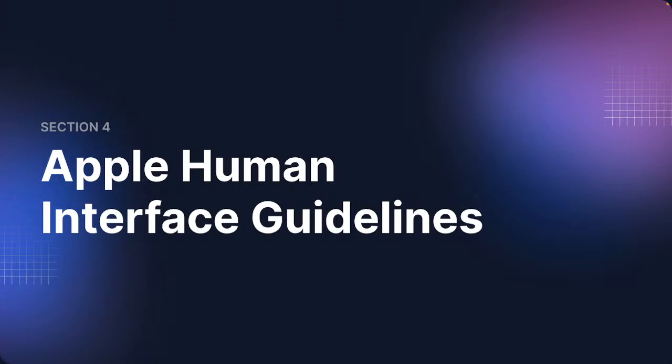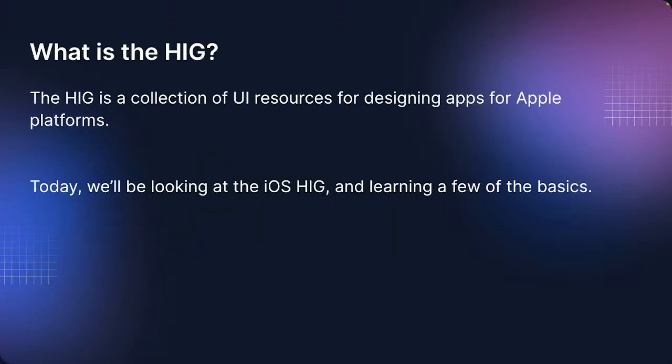How do we make it easier to design for mobile, and how do we make it more accessible? So Apple wrote an awesome guideline system called the HIG, which helps app developers and people understand how we should design apps for their devices. So what is the HIG? It's a collection of UI resources for designing apps for Apple platforms. Today we'll be looking at the iOS HIG and learning a few of the basics.